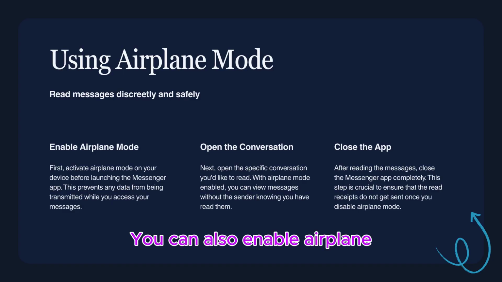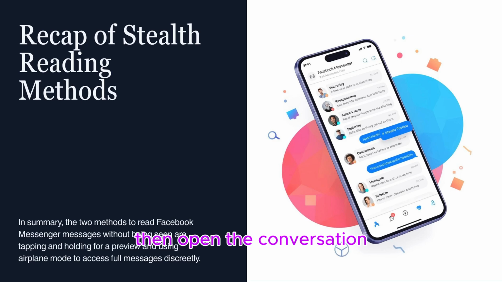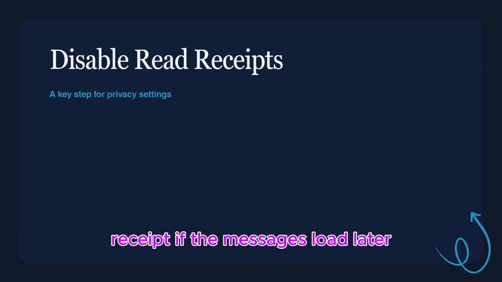You can also enable airplane mode before opening the chat. Turn on airplane mode, then open the conversation and read the messages. Close the app completely before turning airplane mode off. The sender may still see a seen receipt if the messages load later.